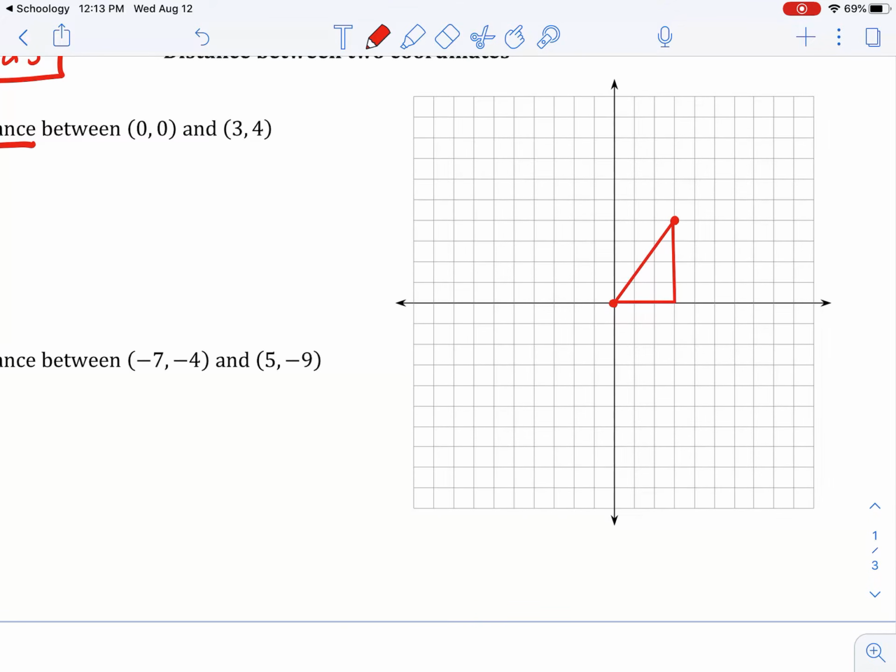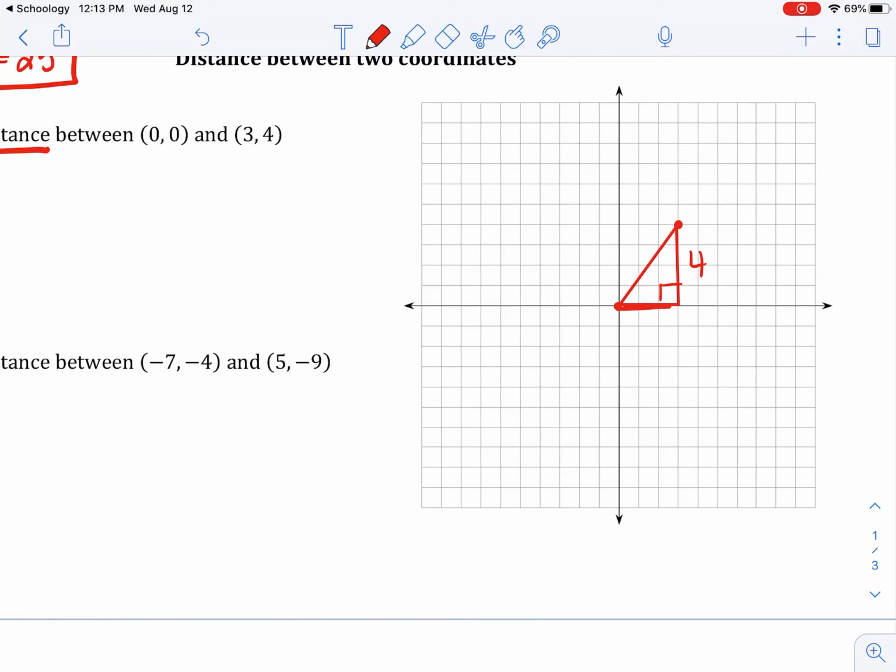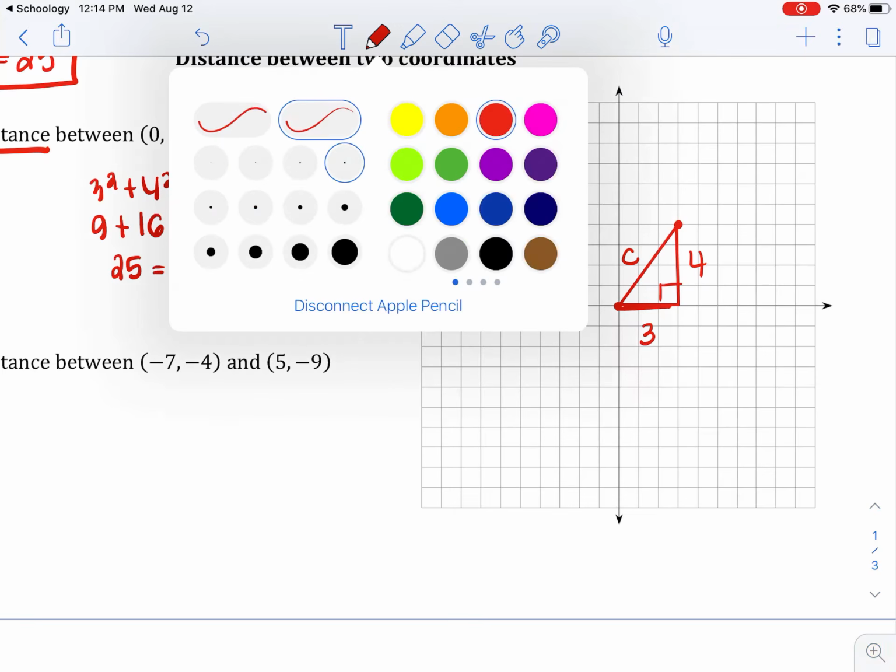Okay. Now notice that I have a right triangle. Do I know the length of this piece right here? The answer is yes. That has a length of 4. Do I know the length of this piece right here? The answer is yes. That's 3. How do I find this side right here? The answer is the Pythagorean theorem. Okay, so 3 squared plus 4 squared equals c squared. 3 squared is 9 plus 4 squared 16 equals c squared. Combine like terms on the left side. That's 25 equals c squared.